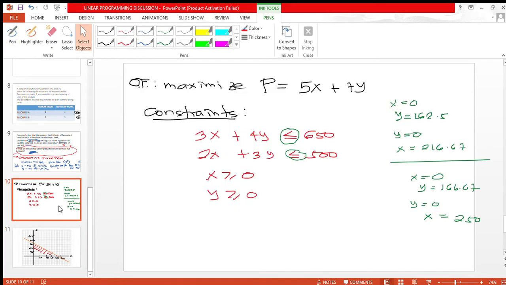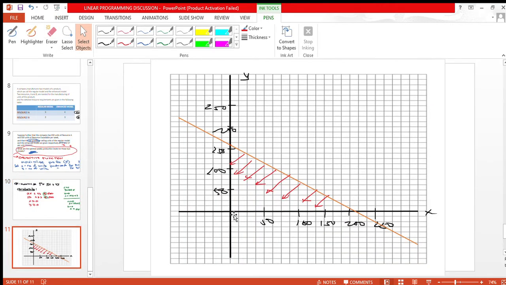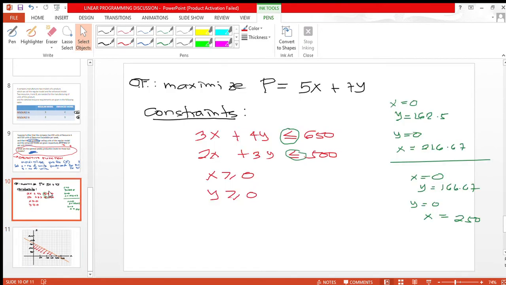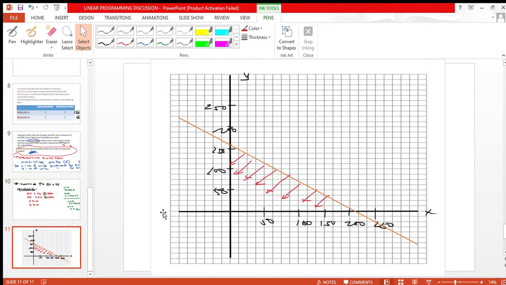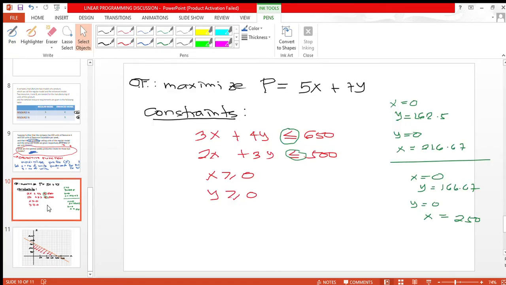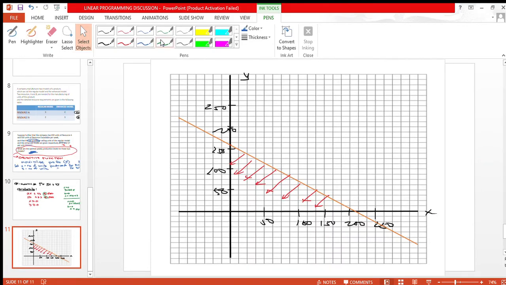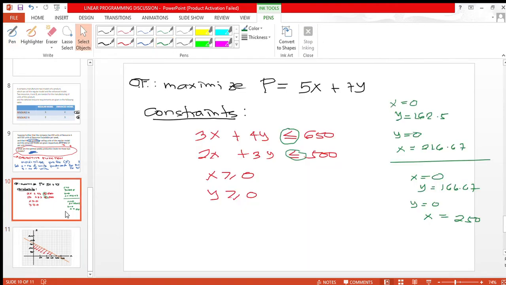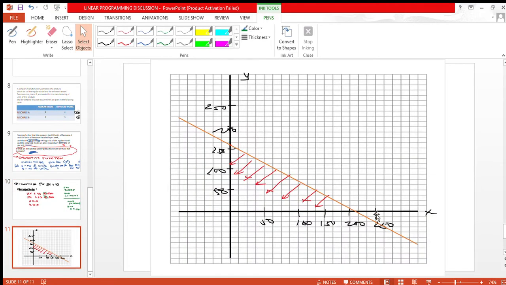And the second one, if x is 0, y is 166.67. Okay, somewhere here also. What was the point earlier? X is 0, 162.5, so it must be higher. 167. It must be a little higher. Let me just exaggerate it. There. And the other one, y is 0, x is 250. It must be this point here.